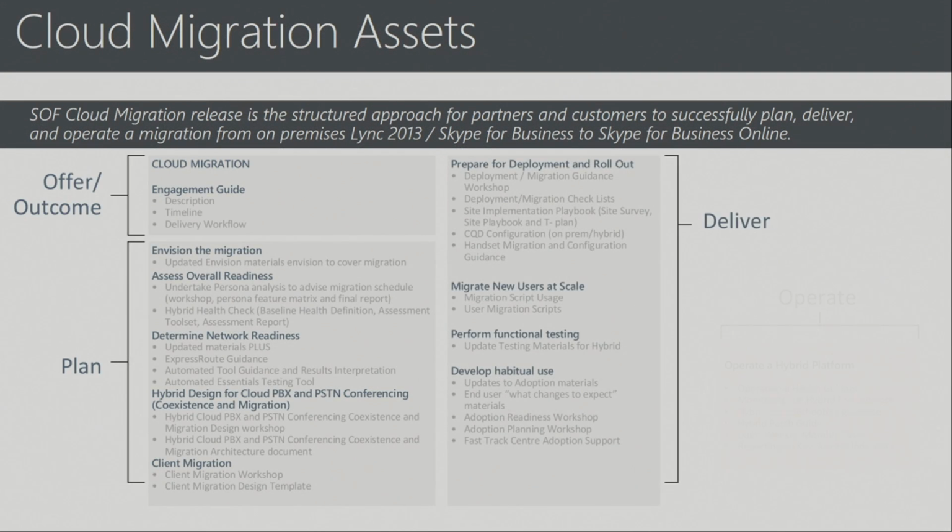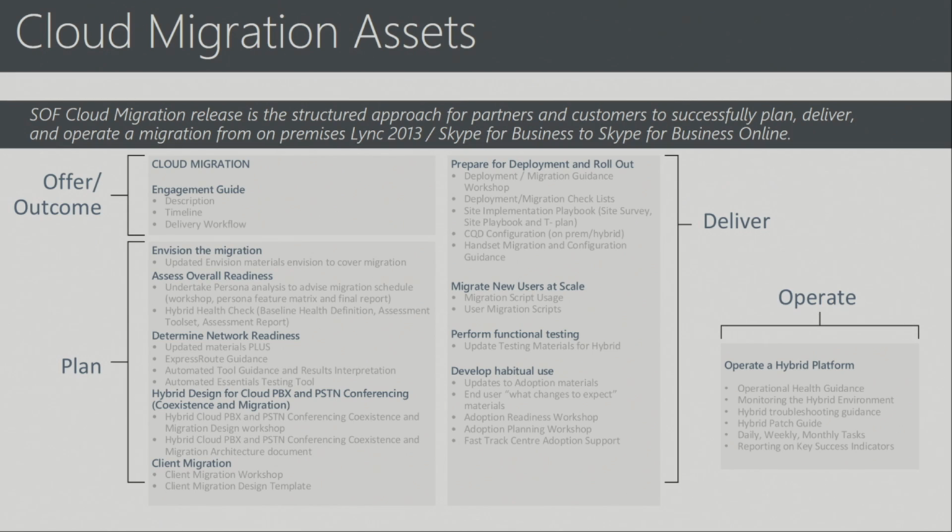As of this week, we expanded the information on SOF to include the cloud migration assets. Now we want to take a different approach, right? It's not just deploying the online stuff, it's taking what I already have today on premises and migrating that into Office 365. Same idea: as you see in this breakdown, you've got plan, deliver, and operate. You can see in there a series of activities.